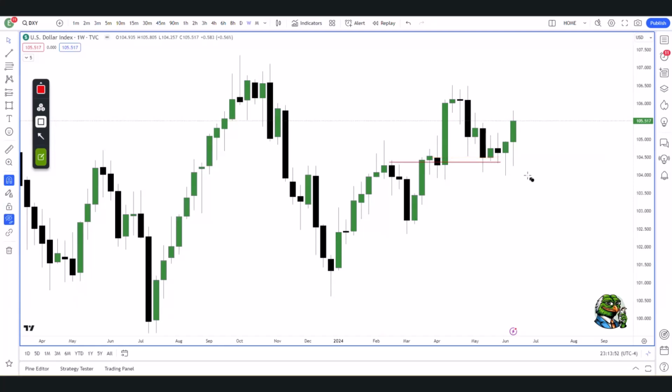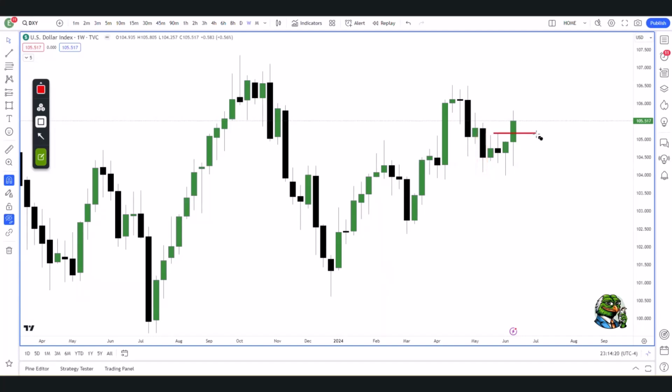Okay, so I think that we are either going to find a move up from this level, which is around 104.75, okay, or we could in fact come back down into this order block below, that's around 104.25, okay, and that's a deeper run into this weekly low here, okay. So we need to monitor the price.